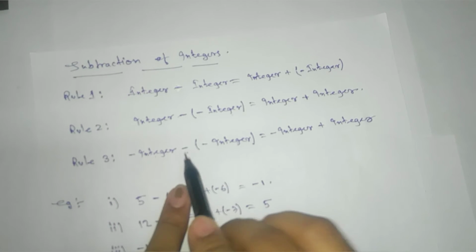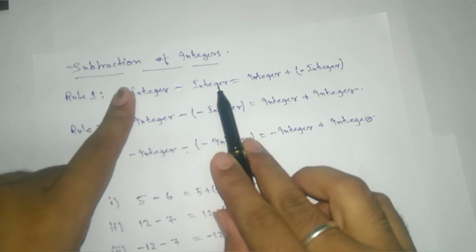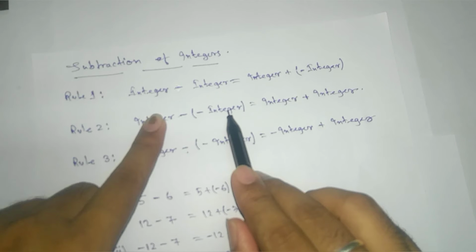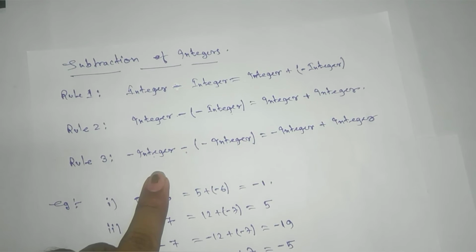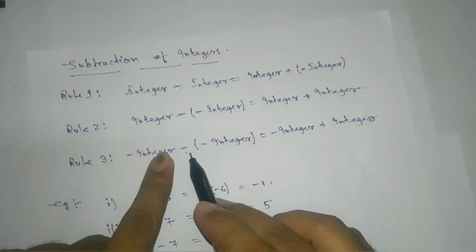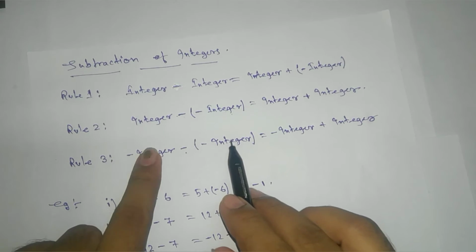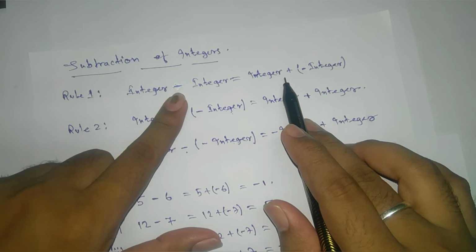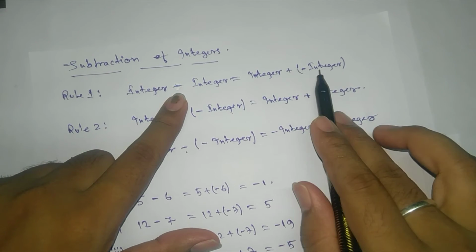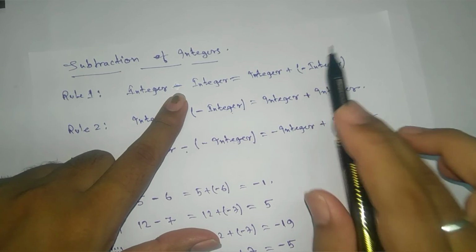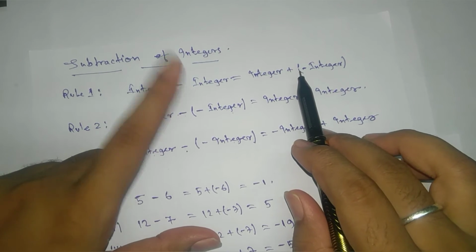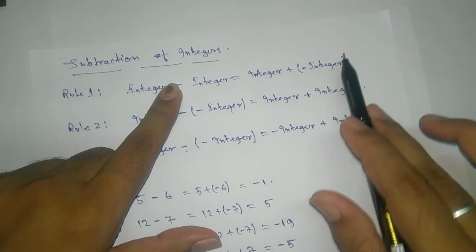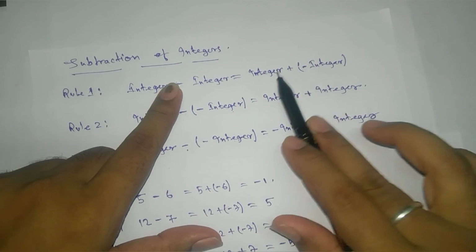But look here, in the first case both are positive. In the second case, one is positive, another is a negative integer. And in the third case both are negative integers. Then what are we going to do? For this case, we'll convert into positive and then use the addition law. That means where there is a minus, here we'll put the plus, and this minus will be taken in brackets. That is minus plus minus.